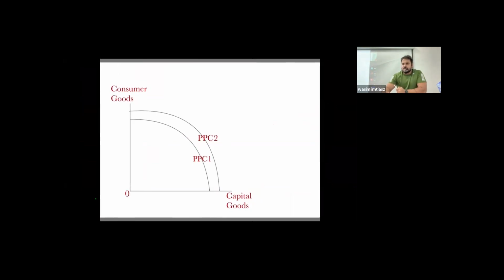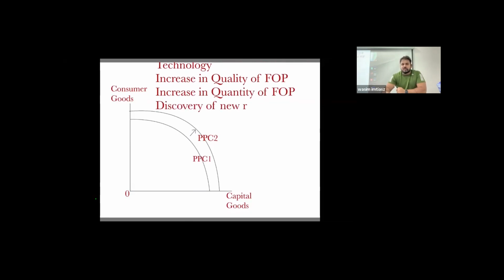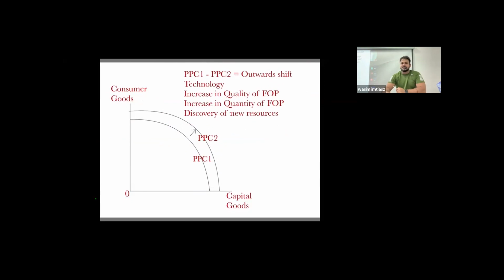Your PPC can either shift outside or inside. Now, why would your PPC shift outside? What are the reasons, one by one? Outward shift of the PPC can take place because of better technology, increasing quality of factors of production, increasing quantity of factors of production, and discovery of new resources.